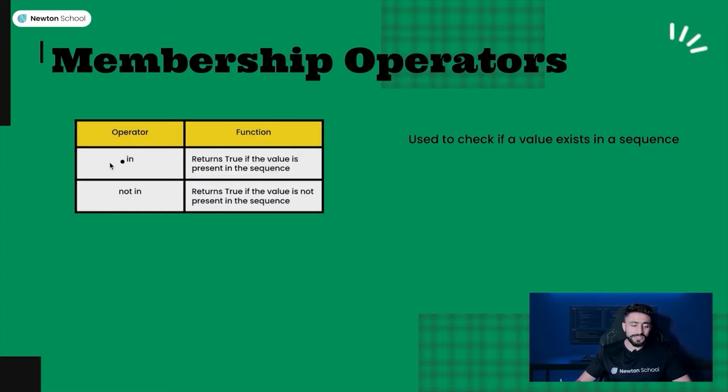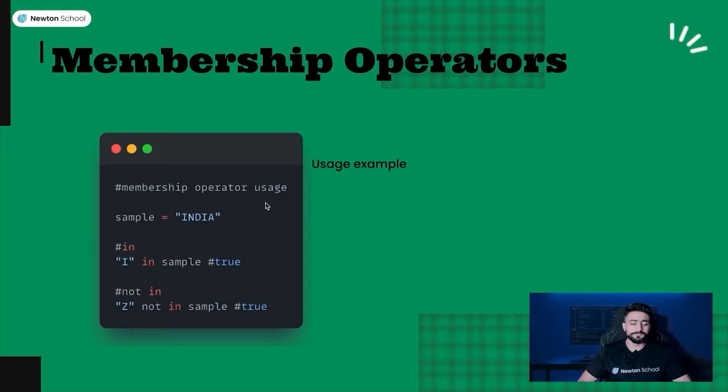So membership operators are two. One is in and one is not in. You check, and it will also return true or false. If the value is present in the sequence, it will return true. If it is not in the sequence, it will return false. And similarly, not in will be the opposite of it. So not in will return true if the value is not part of the sequence. So it is slightly opposite of in.